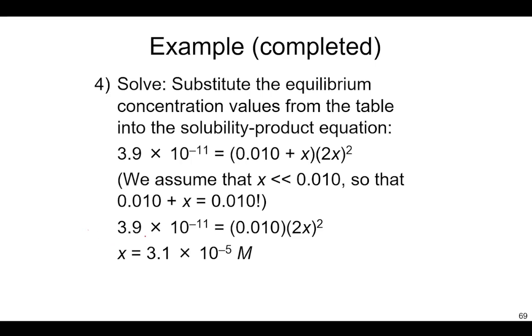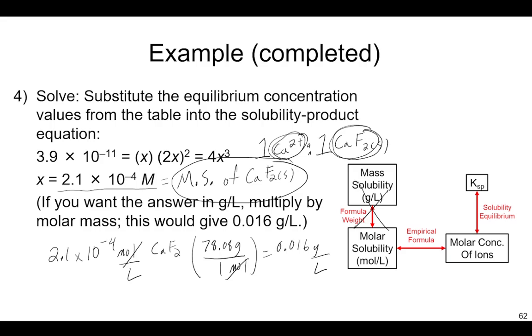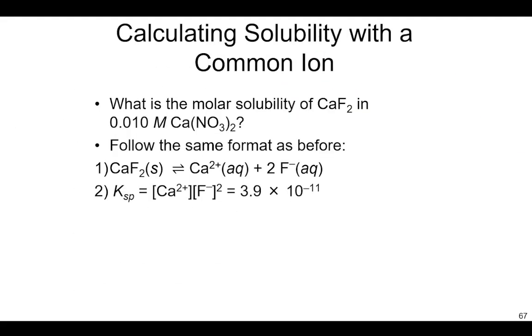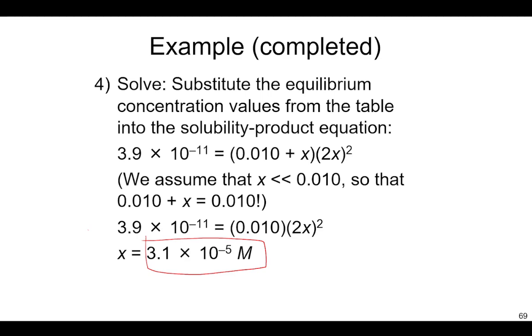Okay, so the final answer here should be 3.1 times 10 to the negative 5 for the molar solubility of calcium fluoride. We can compare that to the original greater value of 2.1 when there was not a common ion around. So indeed, once we have a common ion around, the solubility went down, as Le Chatelier would suggest.